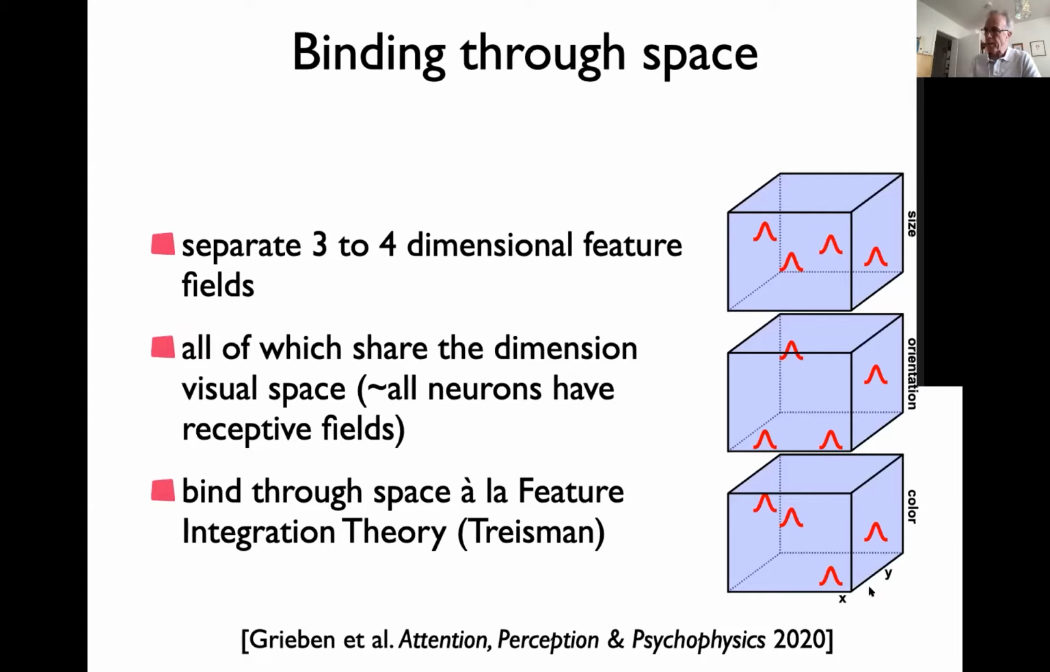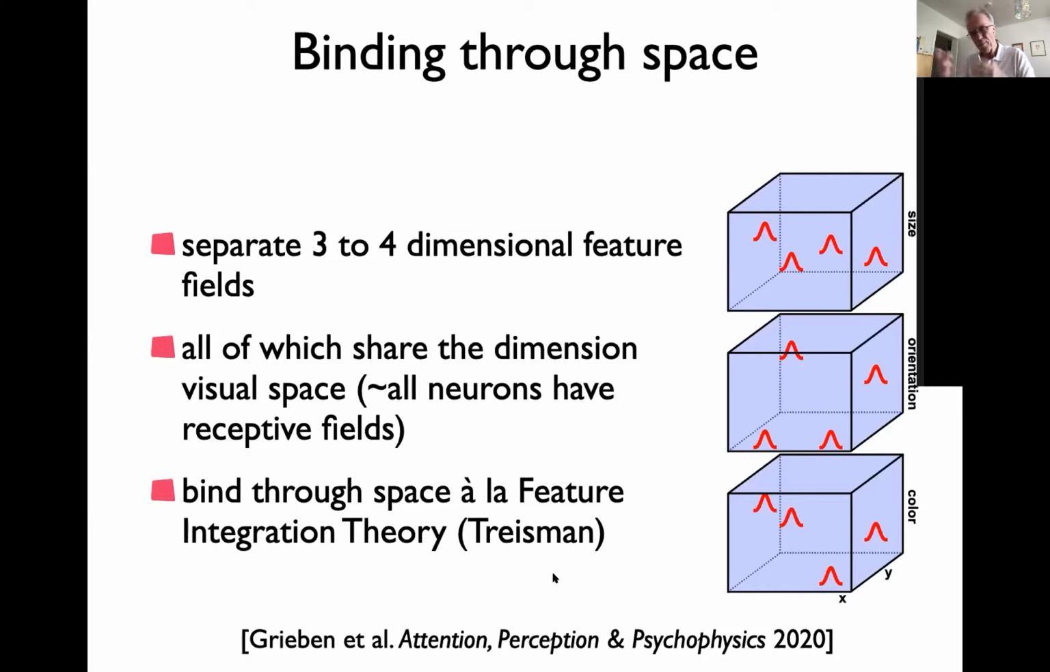And then binding, in the sense of knowing all the feature information about a given object, would take place through space. The notion is that you want to bind features because they pertain to the same visual object, and the visual object has a definite location in the visual array. So it's an appropriate thing to bind through space. That goes back to Anne Treisman, who introduced something called feature integration theory that went through a couple of iterations. And there's good psychophysical evidence for that.